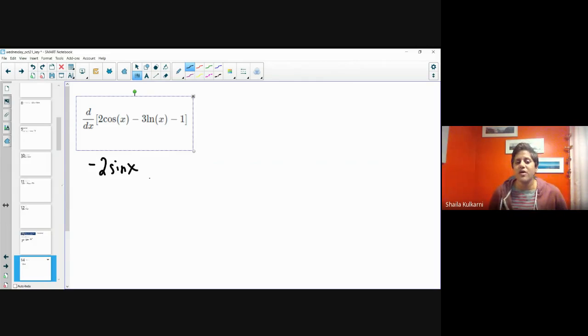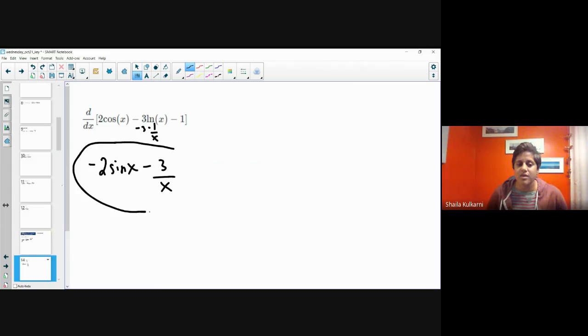What's the derivative of ln? It's 1 over x. So we're just going to put the x in the denominator. Notice how I put this 3 in the numerator, because this is the same as saying negative 3 times 1 over x. And what's the derivative of any number? 0. So we don't have to write it. That is our derivative right there.